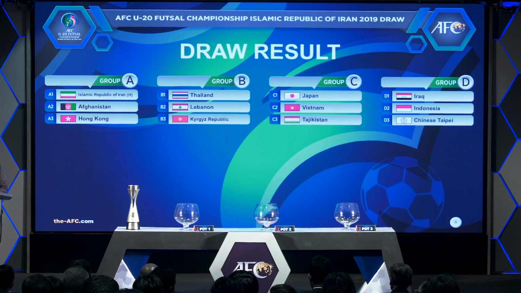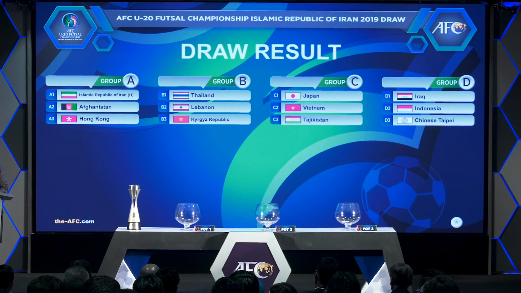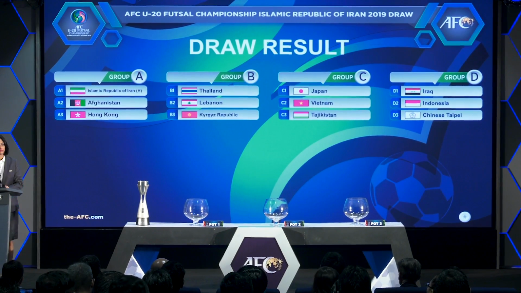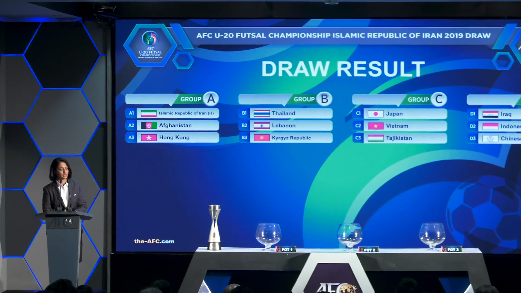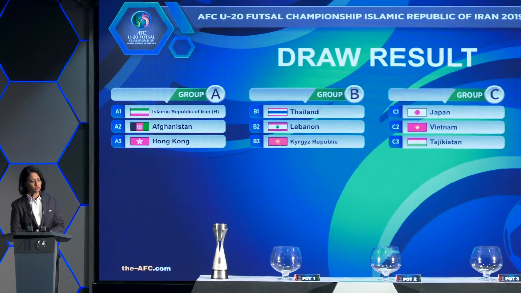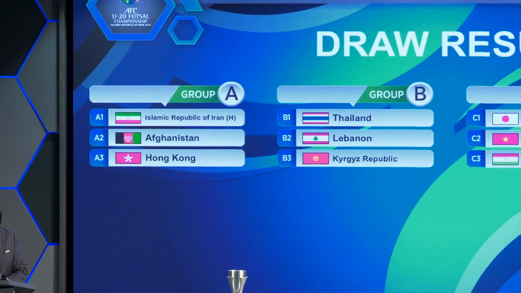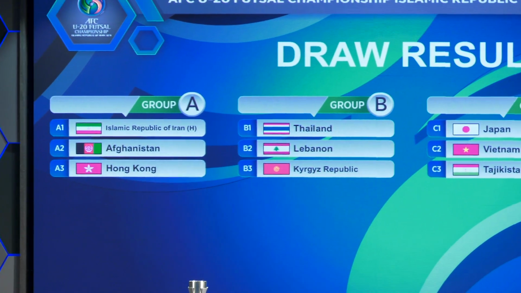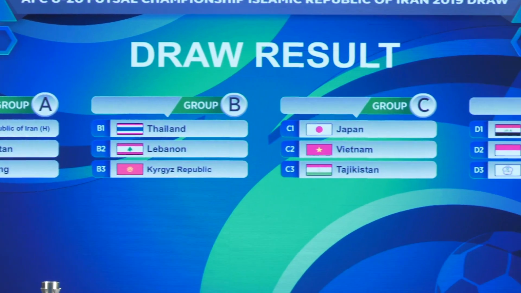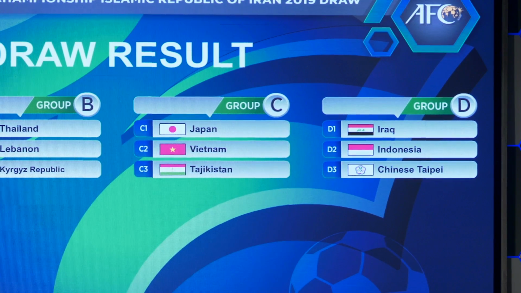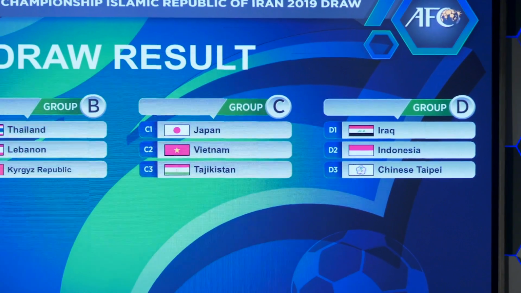That concludes our draw for the AFC Under-20 Futsal Championship, Islamic Republic of Iran 2019. Now please allow me to recap on the draw results. For Group A, Islamic Republic of Iran as hosts, Afghanistan and Hong Kong. For Group B, Thailand, Lebanon and Kyrgyz Republic. For Group C, Japan, Vietnam and Tajikistan. For Group D, Iraq, Indonesia and Chinese Taipei.